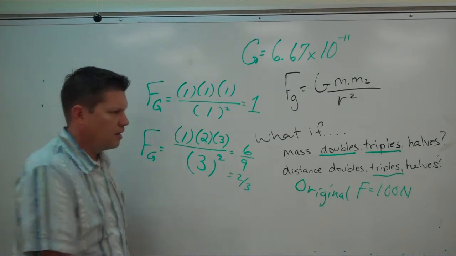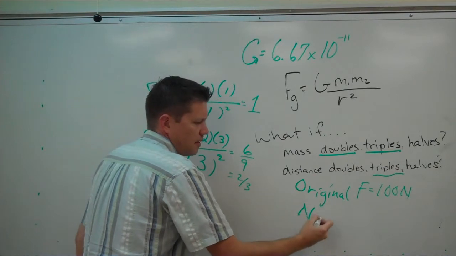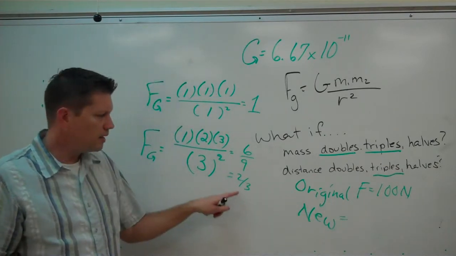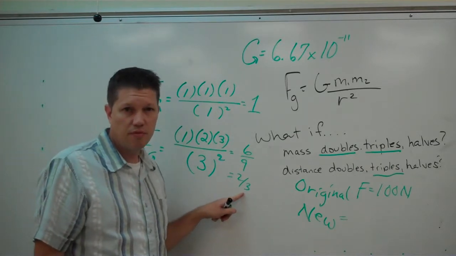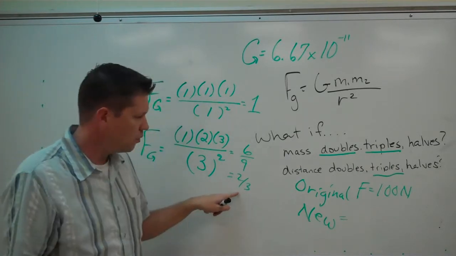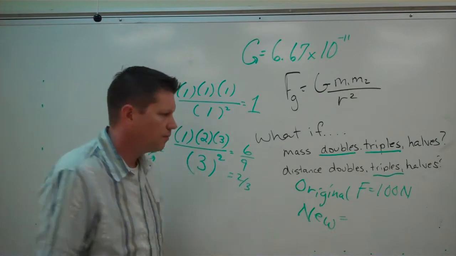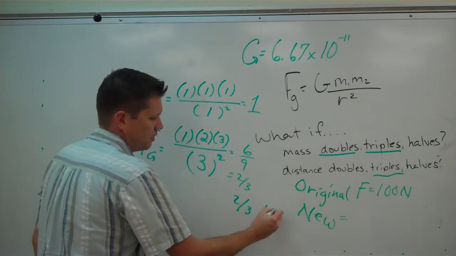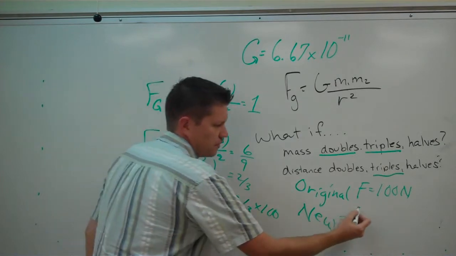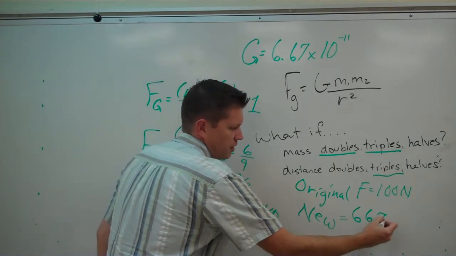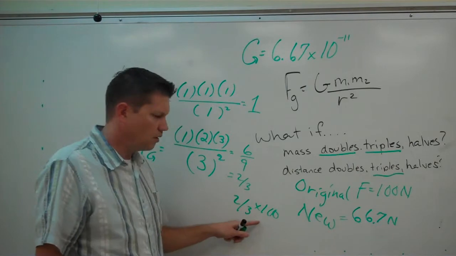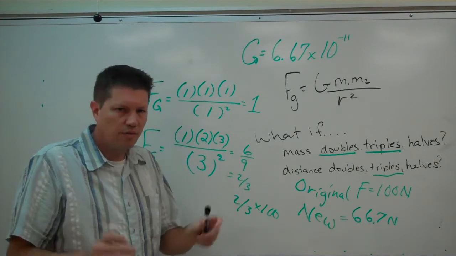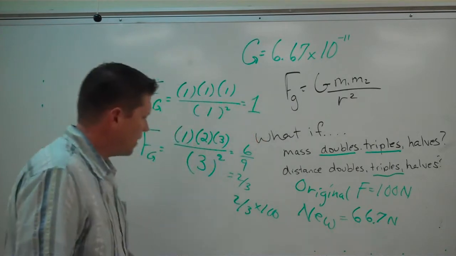So if the original force was 100, does that mean my new force is going to be 2/3? No, but it is going to be 2/3 of the original force. So what is 2/3 of 100? If you multiply 2/3 times 100, you get 66.7 newtons, or 200/3, if you like fractions. Wonderful.